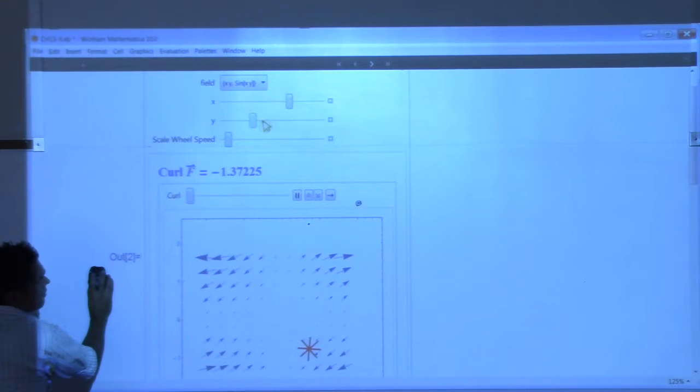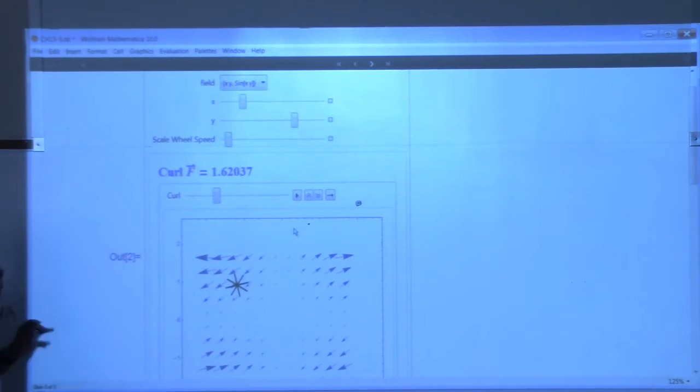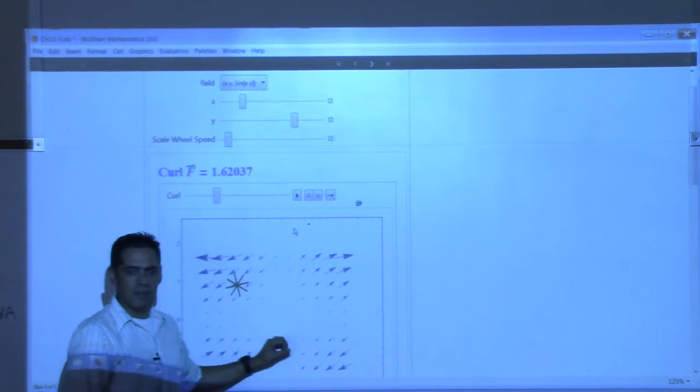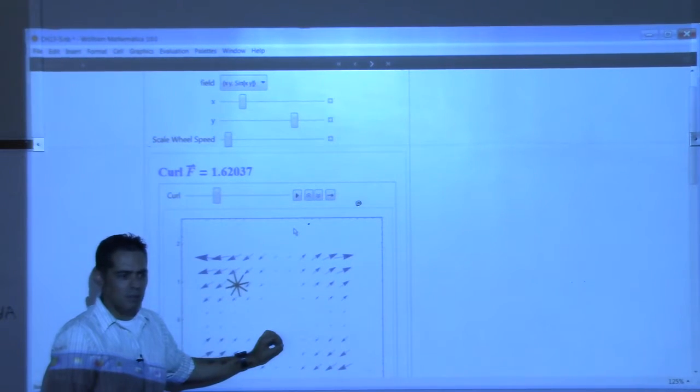Here's another vector field. This one, the curl is not always 0, is it? Oh, it was 0 there. Pretty close, right? But if I move it this way, I've got some curl here, right? So I wonder if you have a vector field where everywhere you go the curl is 0, I wonder if that's special.